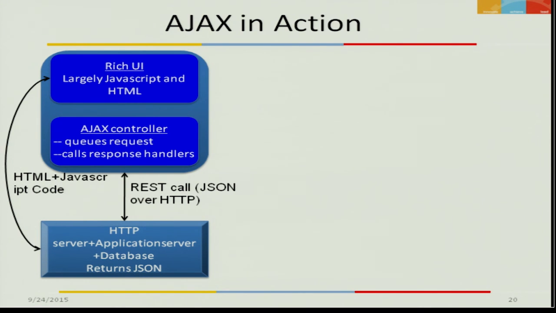The entire communication happens through REST, and a REST call comprises a JSON format request, which is sent over HTTP, and the response comes back from the server to the UI as HTML plus JavaScript code. So AJAX makes a REST call, and the response can directly update the UI.